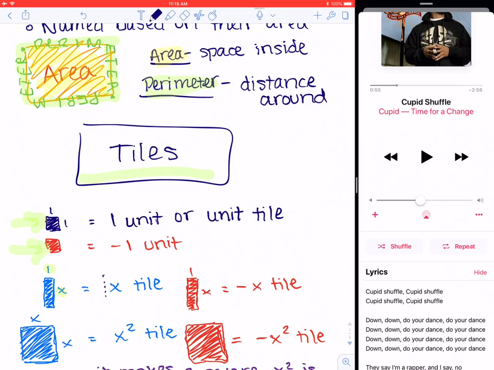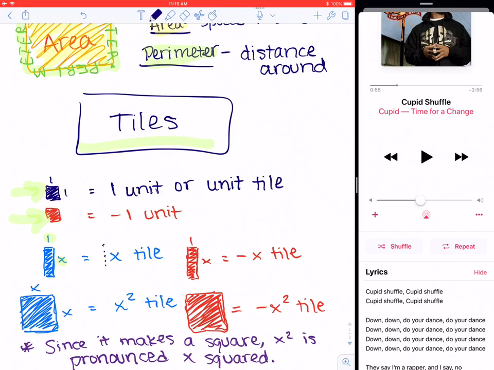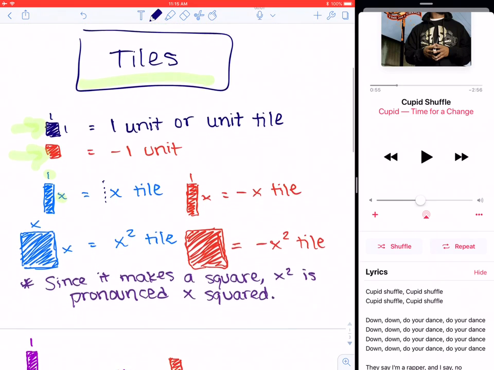The back side of it is red, meaning negative X squared. So we don't say X2, we say X squared because the shape is a square. X squared is always going to make a square, or anything squared is going to make essentially a square. It's saying the dimensions are identical on both sides.